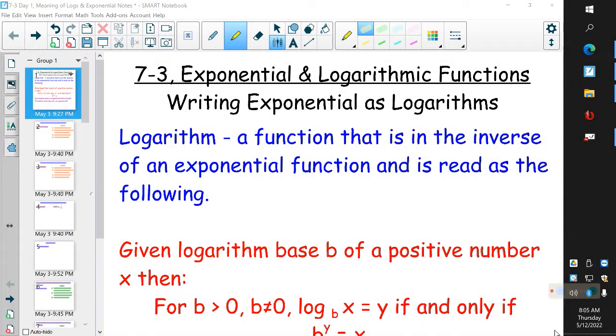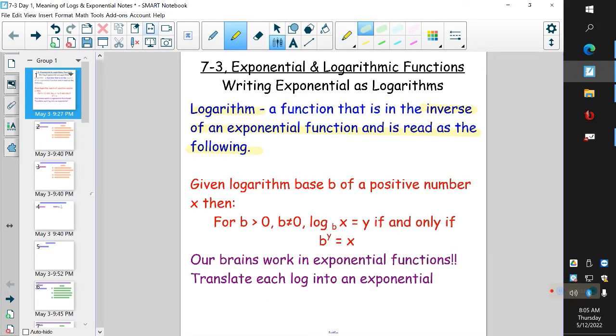Today we're going to learn about exponential and logarithmic functions. Logarithms are actually going to be inverses of an exponential function and is read as the following. Log base b of x is equal to y. That is true only if b to the y is equal to x.